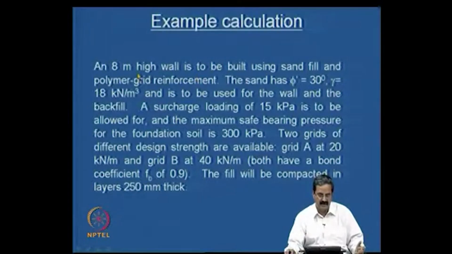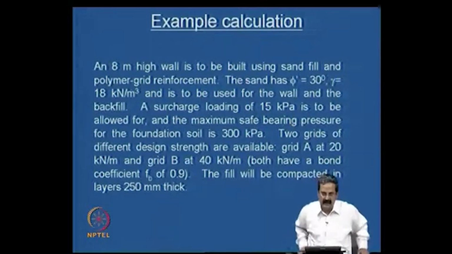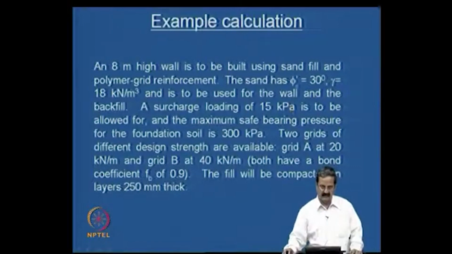You want to construct an 8-meter high retaining wall with a sand backfill. The friction angle is 30 degrees, and the bulk density is also known, and we have some surcharge that one can use, like a traffic loading one needs to consider in many of the designs. We also know the bearing pressure of the soil.